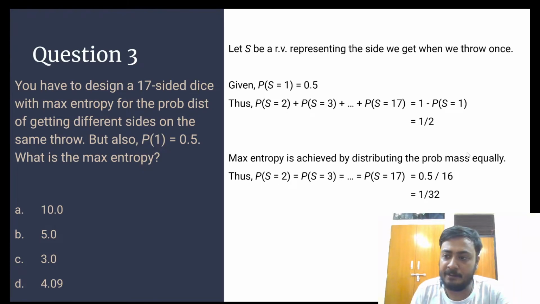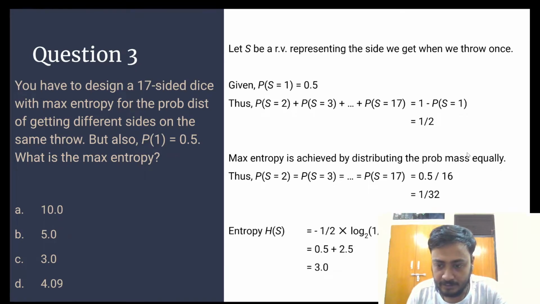Now you have got the probability of every side. So probability of s equal to 1 is 0.5 and probability of all the other faces is 1 by 32. And then this is a simple formula for entropy. So you have one side which is having this probability half, so minus half into log of half. And then you have 16 sides which have probability 1 by 32, so minus 16 into 1 by 32 into log of 1 by 32. So if you solve this thing, it will come to 0.5 plus 2.5, which is 3.